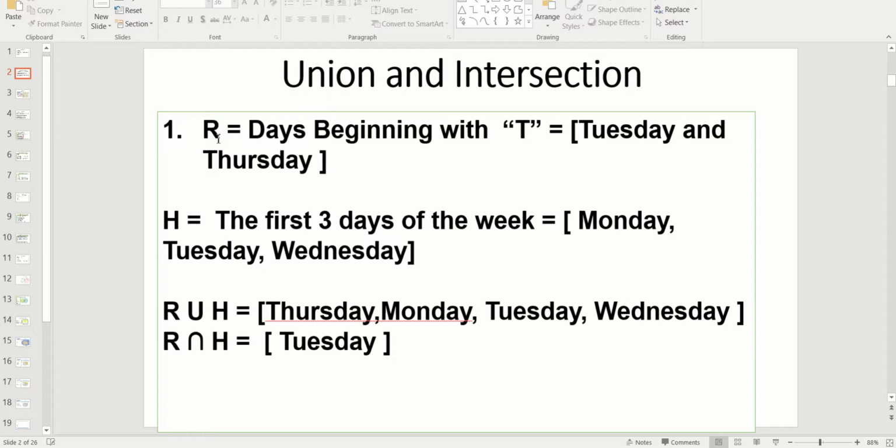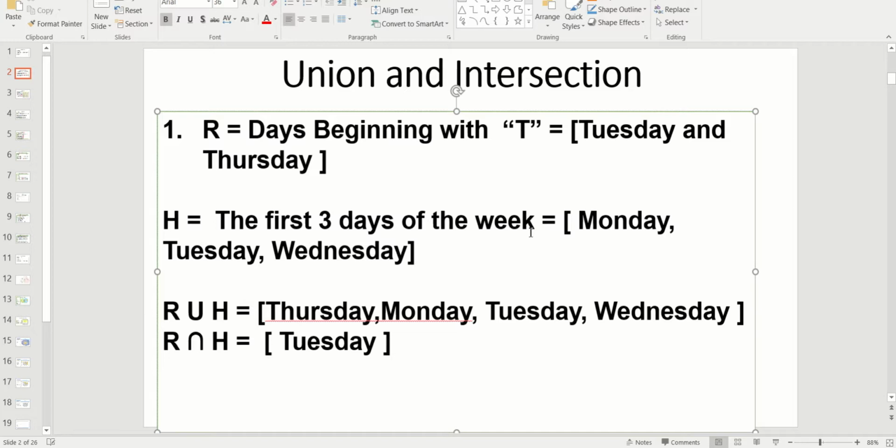I have this one. This is R, the set of days beginning with T. We can list it: Tuesday and Thursday. We have two members there. And then I have H. The clue is the first 3 days of the week. Whenever I want to list it, it is Monday, Tuesday, and Wednesday.